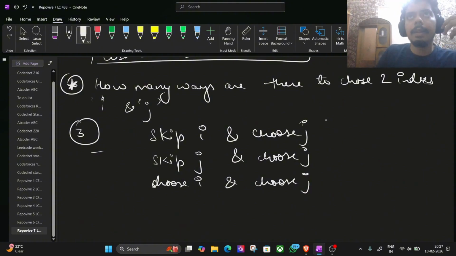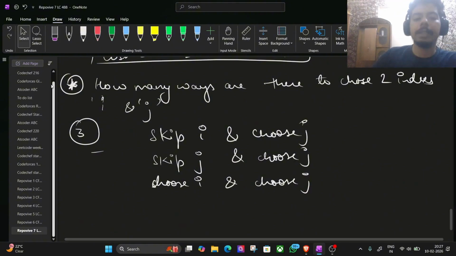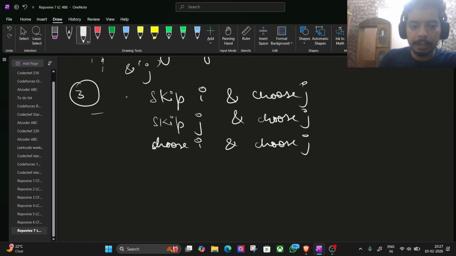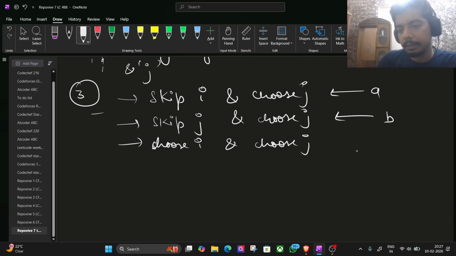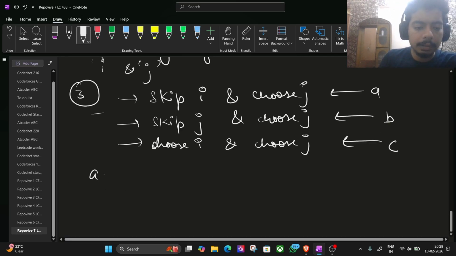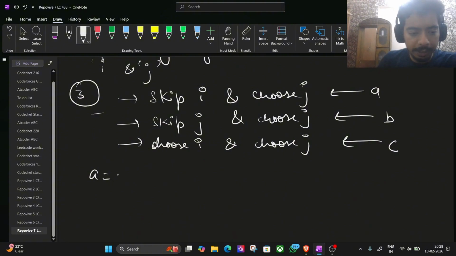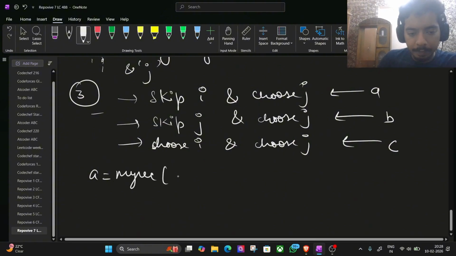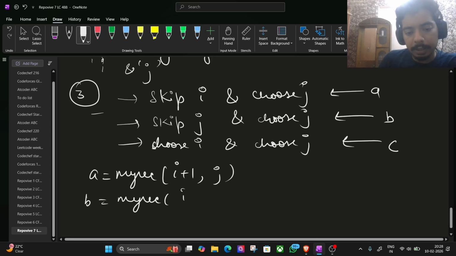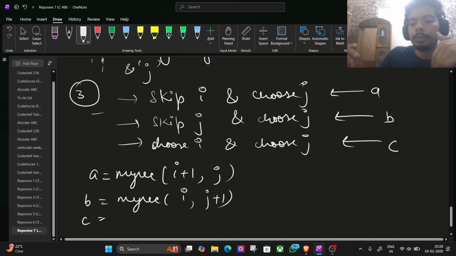So if I'm doing this, how can I write this in recursion? As you know, if I'm skipping, I cannot take the cost, and while I'm choosing, I will take the cost. Okay. So let's call these three ways A, B, C. For A, my recursion will skip I, so I plus 1 and J. For B, it will be recursion with I and J plus 1 because I am skipping J now. Now see, I am choosing both I and J.